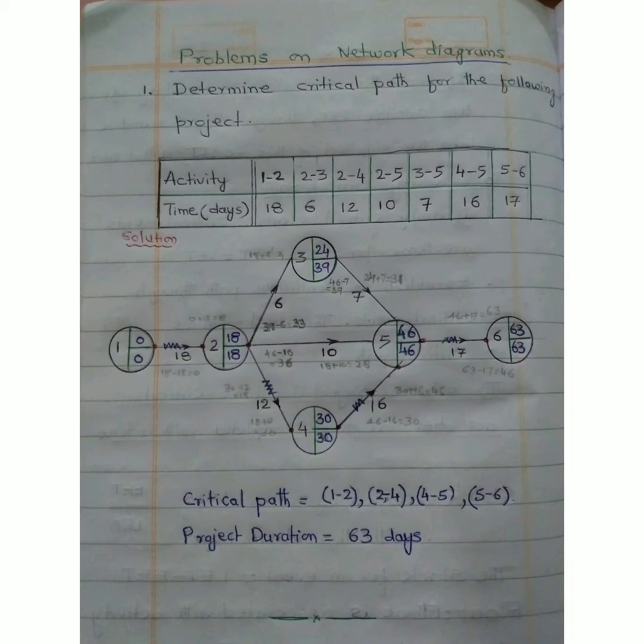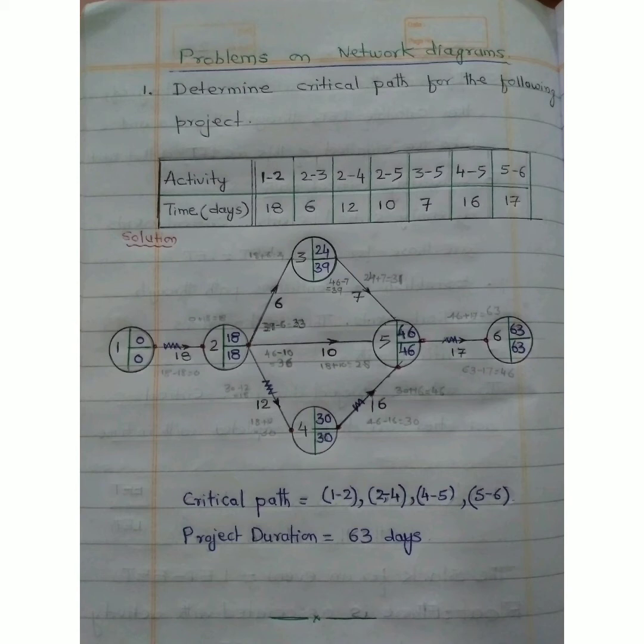To calculate the earliest event time, we have to assume the first event time EET as 0. For activity 1-2, EETS is equal to 0. EETF is equal to EETS plus TE, which is 0 plus 18, equal to 18. In the same way, for activity 2-3, EETS is equal to 18. EETF is equal to EETS plus TE, that is 18 plus 6, equal to 24.